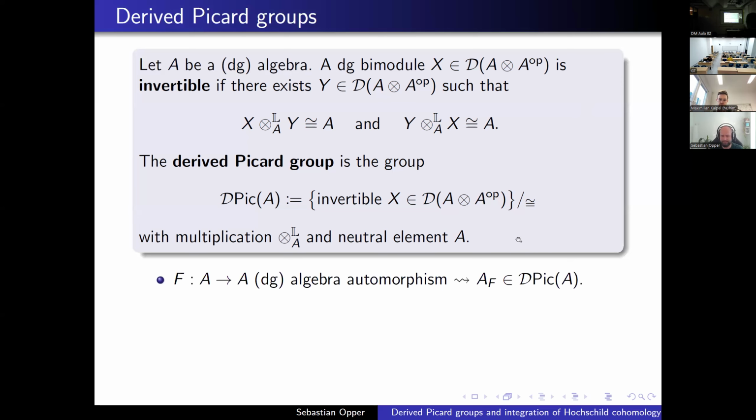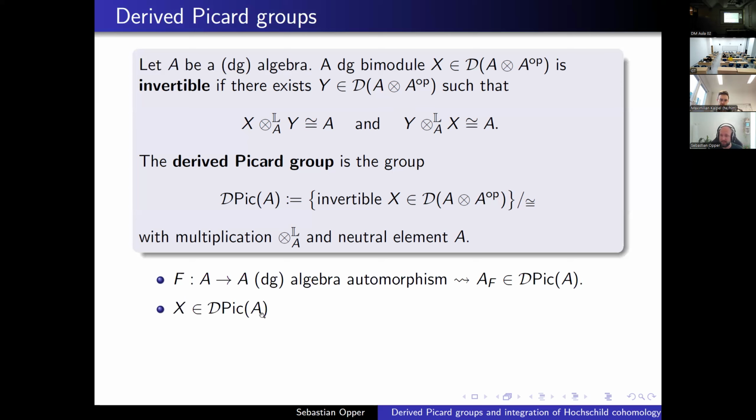And so there are different ways to get these derived Picard groups. So for example, one way to view them is as a generalization of automorphisms. So if F is an algebra automorphism of A, or DG algebra automorphism of A, then the usual way to assign a bimodule to a functor, you just do this. And then this gives you an element in the derived Picard group, and then invertibility essentially comes down to the fact that this is an algebra automorphism.